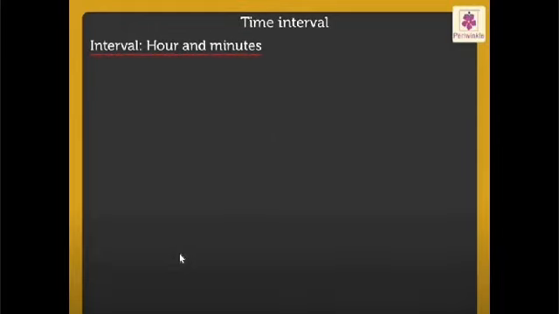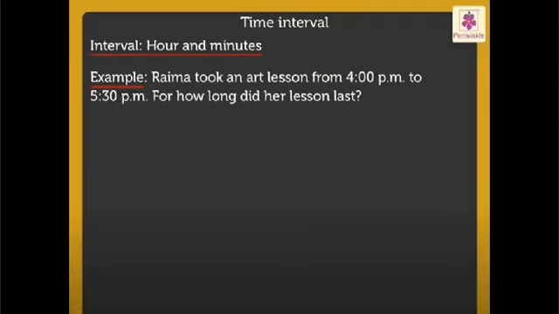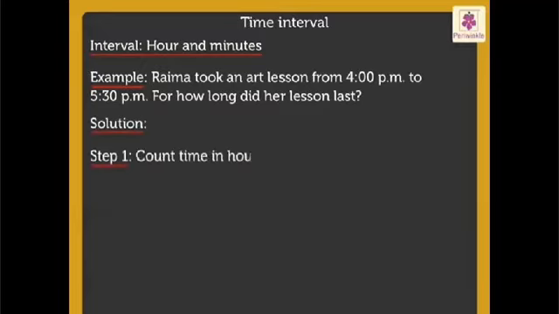Let us learn about time interval of hour and minute. To understand in a better way, let's solve an example. Raima took an art lesson from 4 p.m. to 5:30 p.m. For how long did her lesson last? We shall follow 2 easy steps to get the answer. Step 1. We know that 4 p.m. to 5 p.m. gives 1 hour.